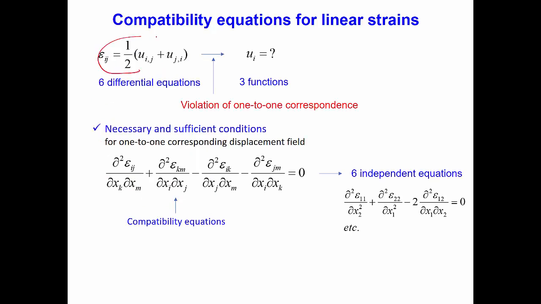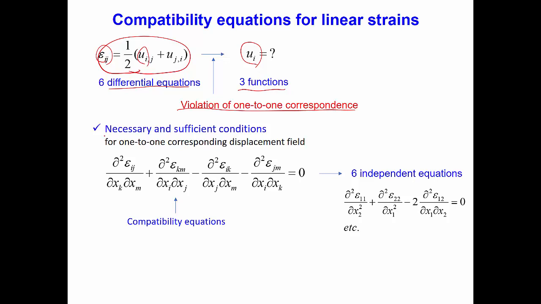We have 6 independent differential equations relating displacement to strain. Let's consider the case that we try to find displacement functions from 6 given strain functions, which were independently determined. Then it may violate the one-to-one correspondence. You cannot find the solution. A kind of over-constraint problem occurs in this case.